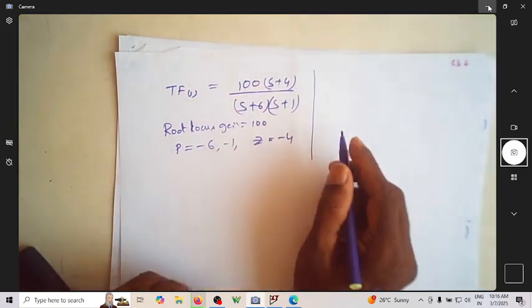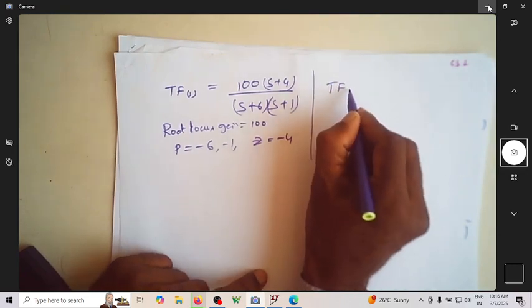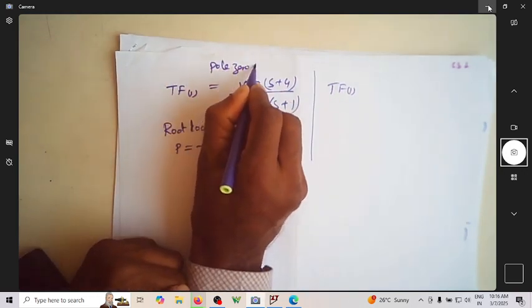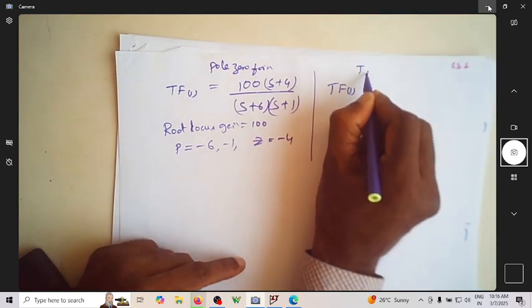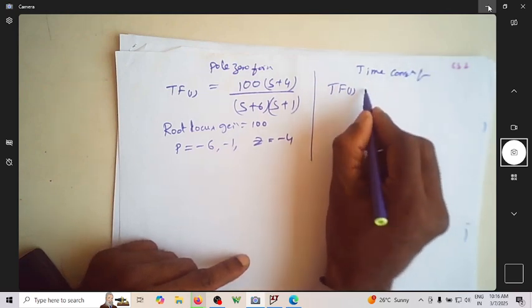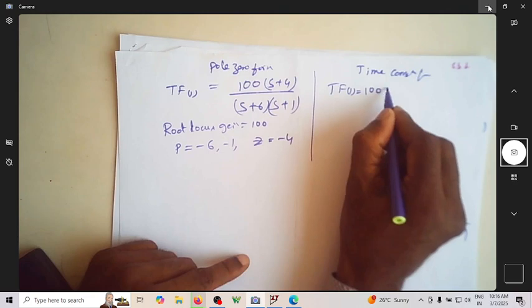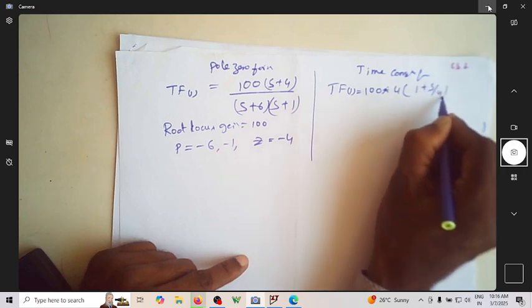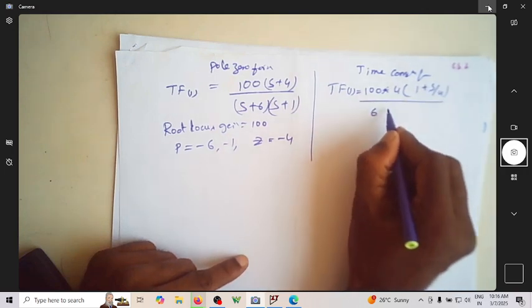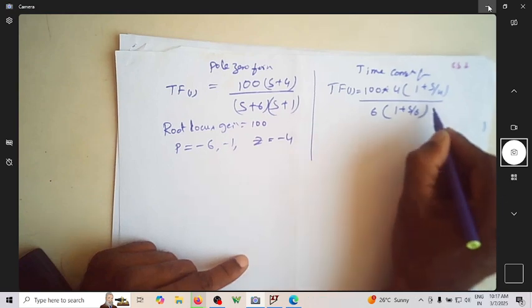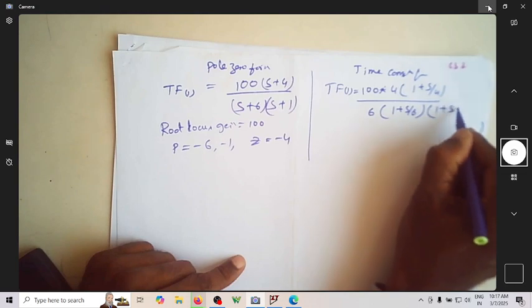Can I write its counterpart? This is pole zero form. What is time constant form? Time constant form. So it is now 100. Take 4 outside, then it will become 1 plus s by 4. Take 6 outside, then it will become 1 plus s by 6. And then take 1 outside.